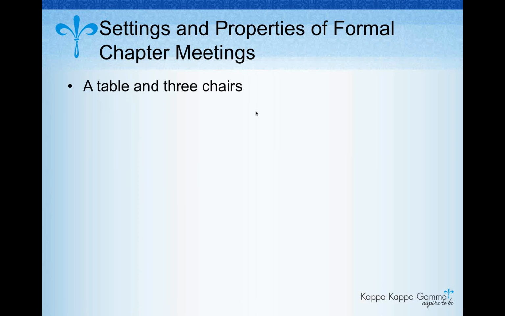the settings and properties. The meeting room is set with a table and 3 chairs. And I'm going to take a step back for just a moment, and I want to refer you to your ritual book, because it outlines verbatim what needs to be set up, and procedures and dress, all in that ritual book. I want to refer you to pages 3 through 6. It outlines everything. And the ritual for our opening and closing formal chapter meetings comes from Theta Chapter, University of Missouri, and it was adopted by the convention of 1906.